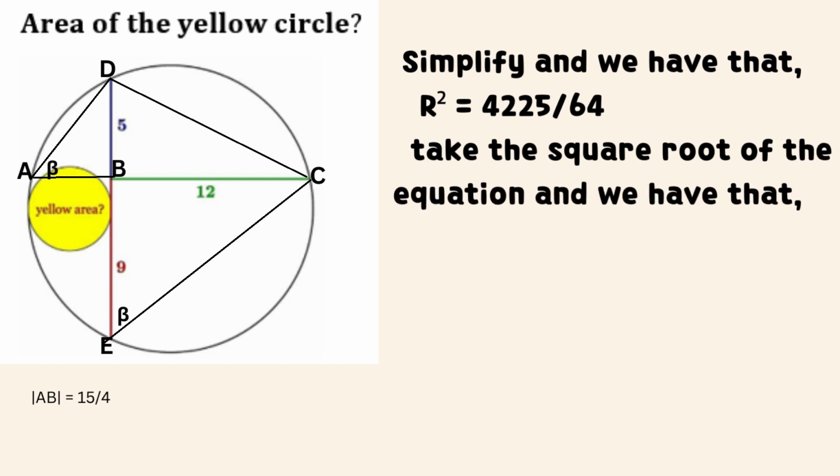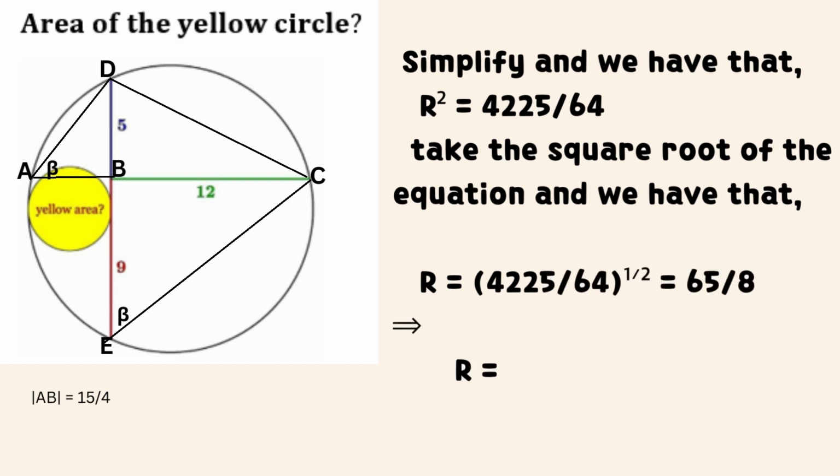4225 divided by 64. Take the square root of the equation and we have that R equals the square root of 4225 divided by 64, which equals 65 divided by 8. Hence, R equals 65 divided by 8 units.